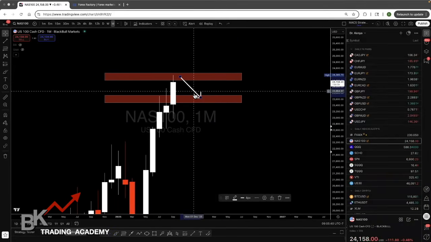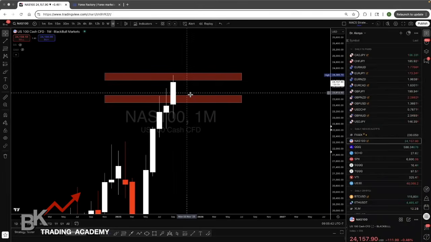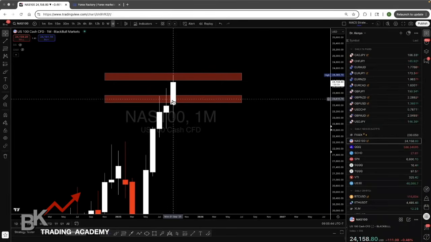I want it to come down so that I can get a good deal in the market. And I think that this is a reasonable area to look forward to today.